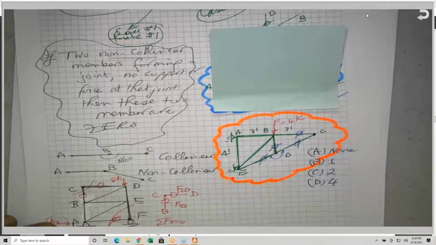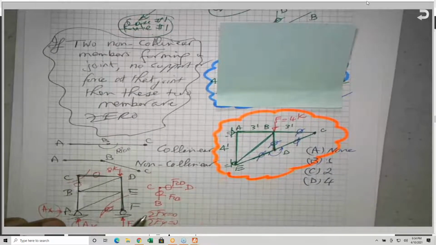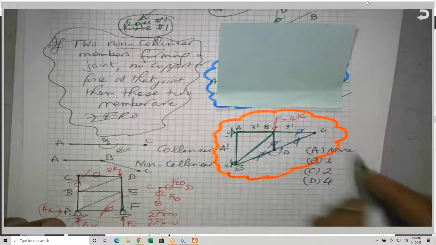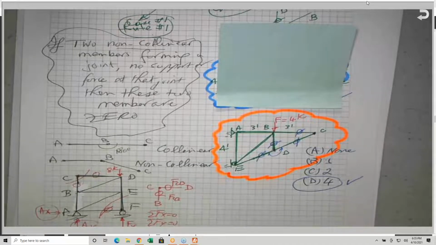Any other zero force members? So I have 1, 2, 3, 4, so this is the answer, 4. Okay?